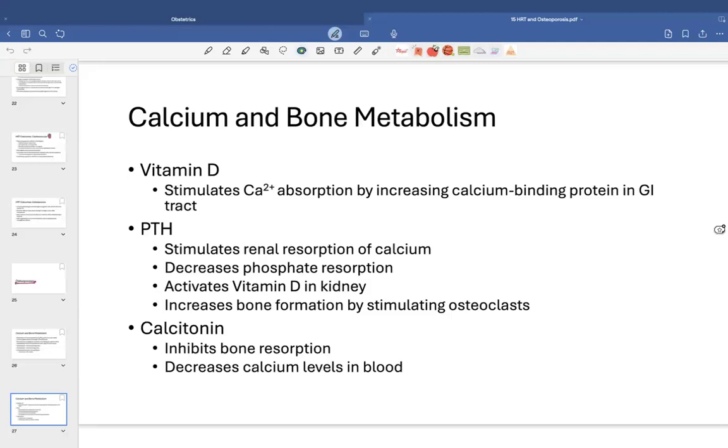You may recall we talked about vitamin D and its various forms. The active vitamin D is formed through the effects of parathyroid hormone in the kidney. And PTH also increases bone formation by stimulating osteoclasts. Calcitonin also has a role in terms of inhibiting bone resorption and decreasing calcium levels in the blood and moving it into the bone.